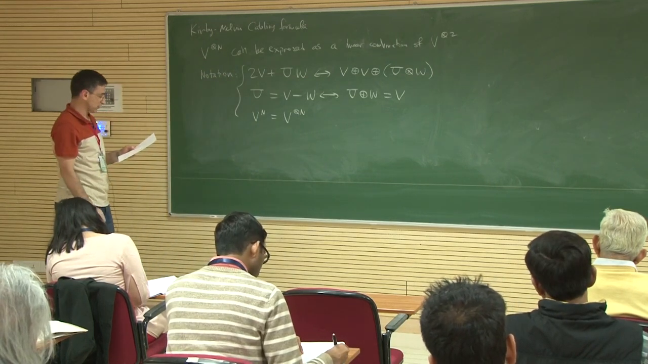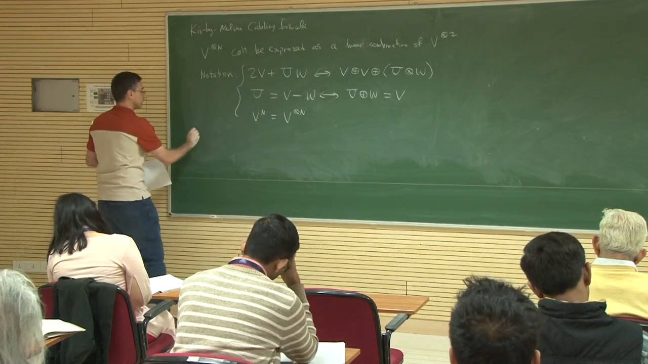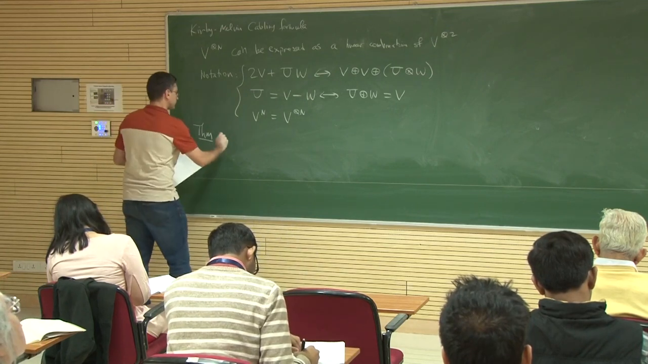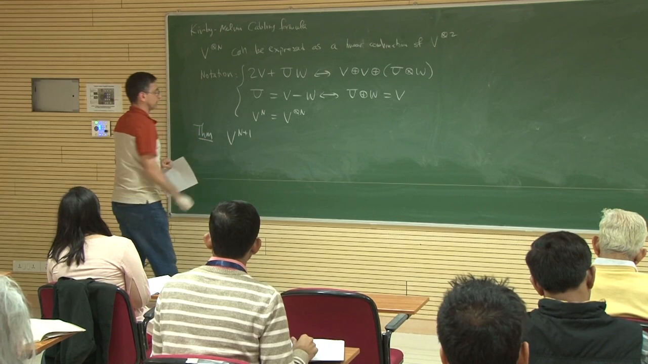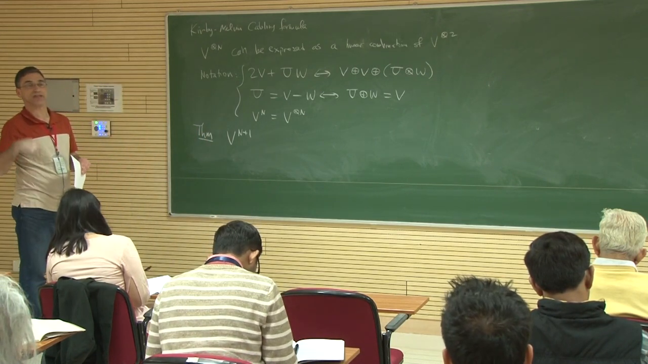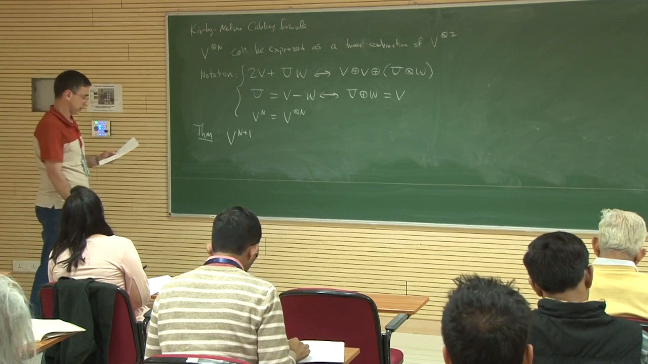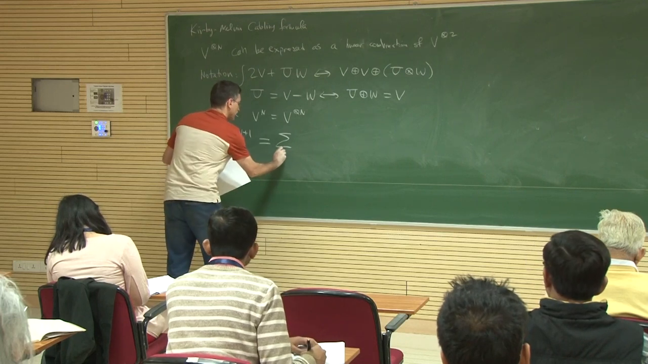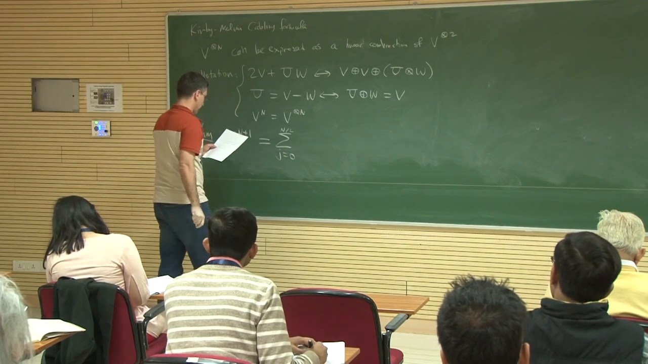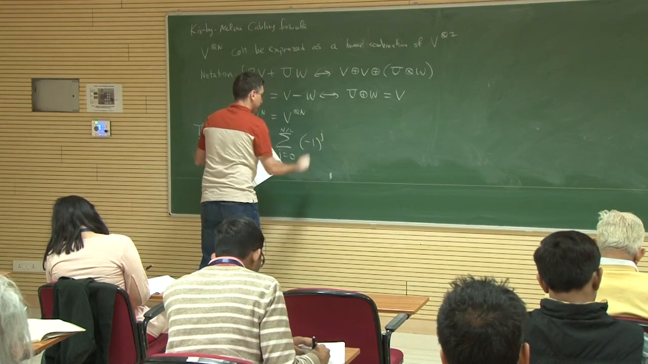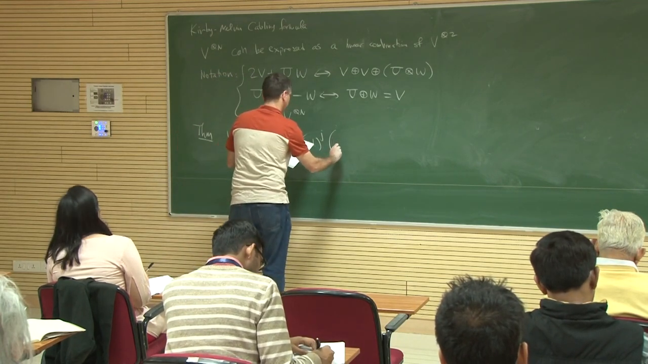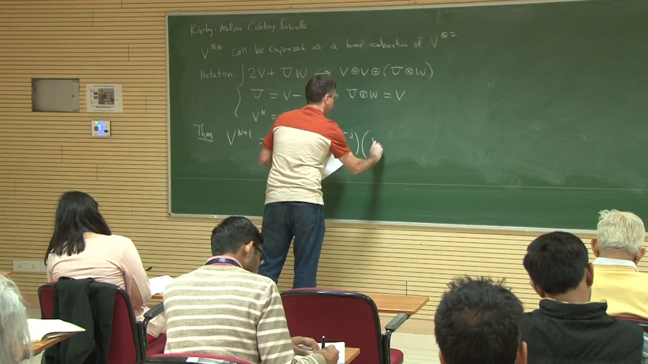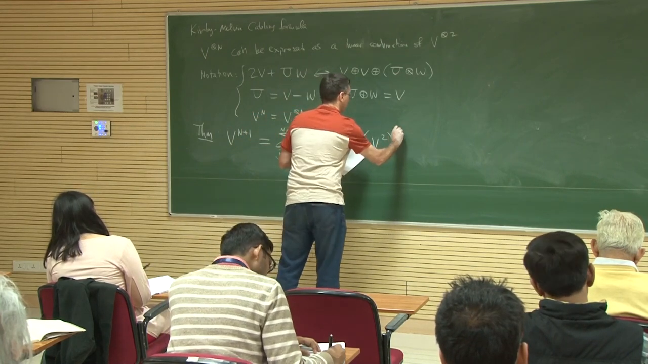All right. So in this notation, here is the theorem. This is the theorem that Kirby and Melvin proved, that V to the n plus 1, so this is the n plus 1 tensor product of V, is going to be equal to the sum from j equals 0 to n over 2 of minus 1 to the j, n minus j choose j, V squared to the n minus 2j.